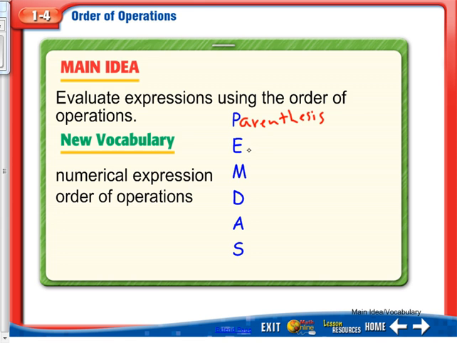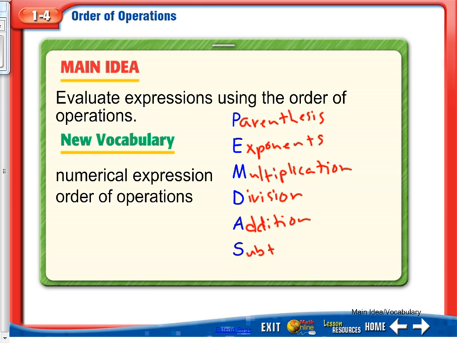The E stands for exponents. The M stands for multiplication. The D stands for division. The A stands for addition. And the S stands for subtraction. Okay, again, remember in your notes, whatever you see me writing, you should be writing in your notes as well.